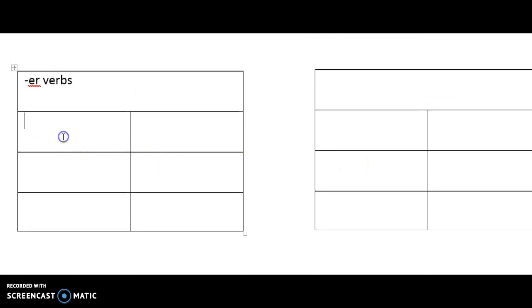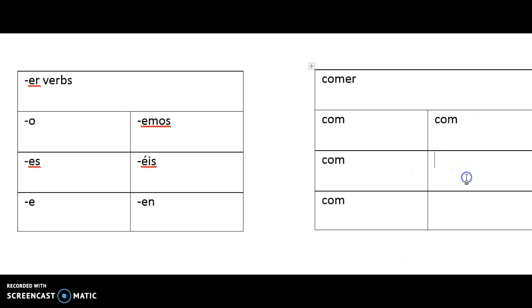For ER verbs, the endings are: yo, o; tú, es; usted, él, ella, e; nosotros, emos; vosotros, éis, with an accent over the e; and then ustedes, ellos, ellas, en. So for example, if we chose the verb comer, to eat, in order to conjugate that, we would take off the ER and we would be left with COM for each verb. And then we would just add the ER endings for the present tense.